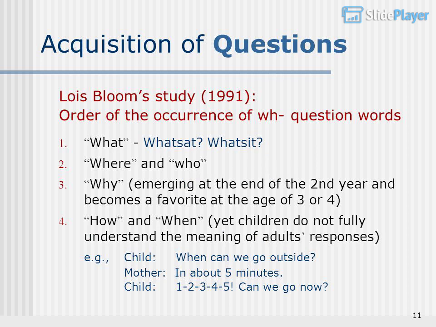Lois Bloom's study, 1991. Order of the occurrence of WH question words. What: what's that? What's it? Where and who. Why, emerging at the end of the second year and becoming a favorite at the age of 3 or 4. How and when, yet children do not fully understand the meaning of adults' responses.